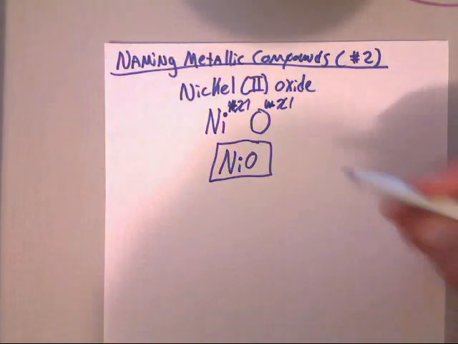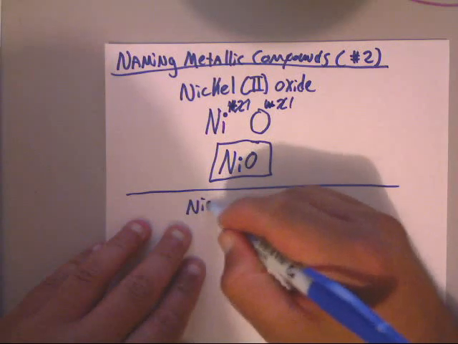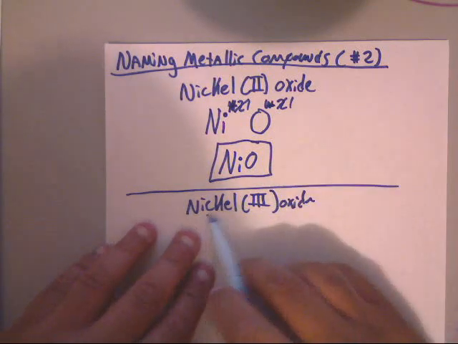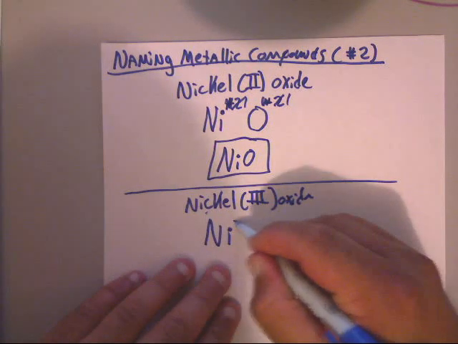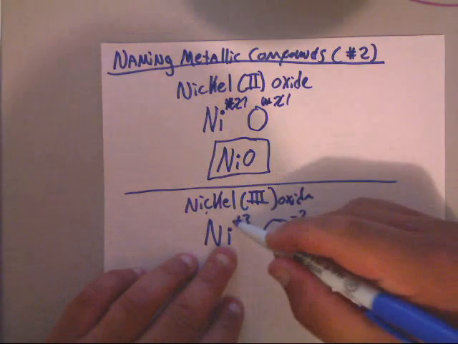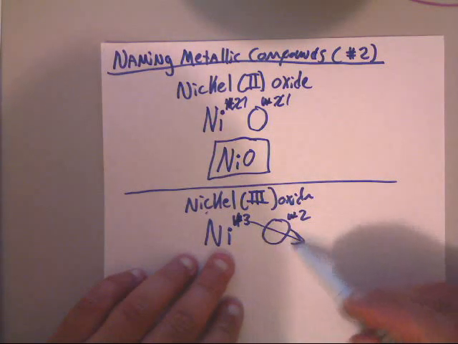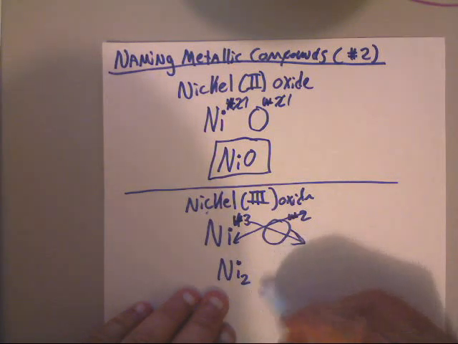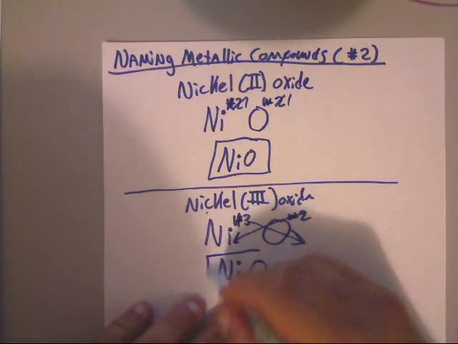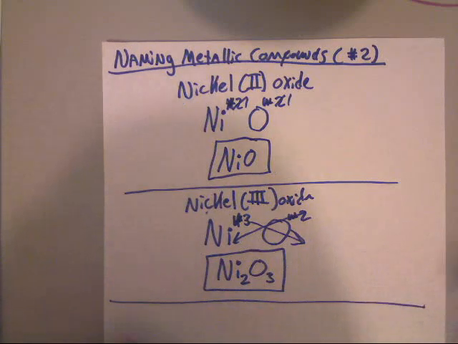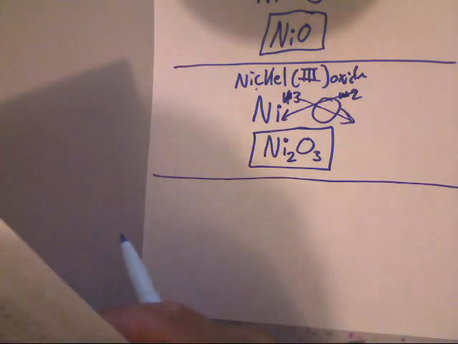So let's say that you had nickel 3 oxide. This is another simple one. Once again, the nickel 3 tells you that you have Ni plus 3, and we're just writing the formulas. Oxide would be O negative 2. You no longer need the plus sign and the minus sign. So let's bring these down because they can't reduce. So the formula for nickel 3 oxide is Ni2O3.